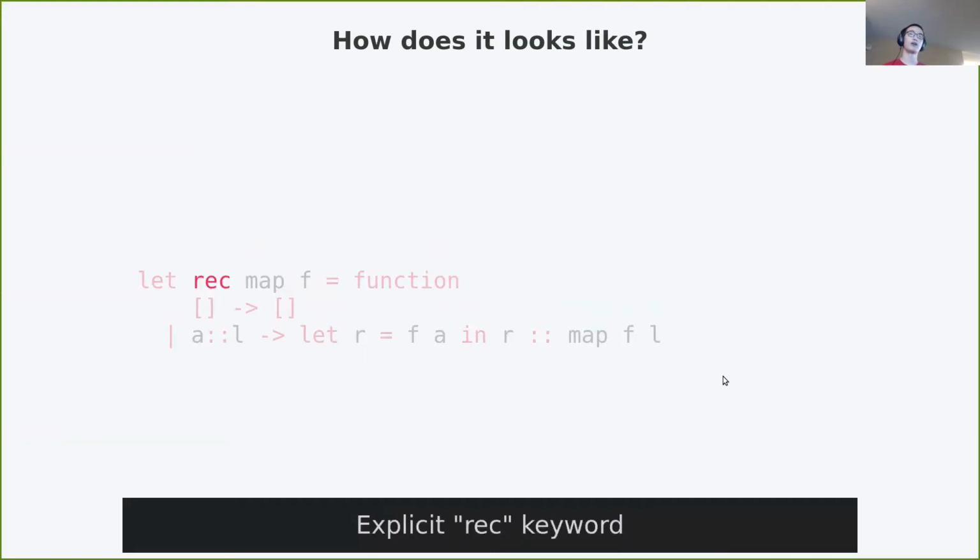In OCaml, when we need a recursive function, we need this explicit rec keyword. A lot of people may find this annoying, but it is actually a feature of OCaml and combines pretty well with some other features of OCaml.